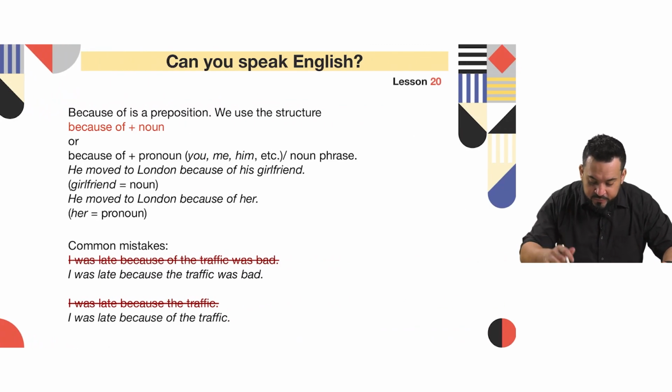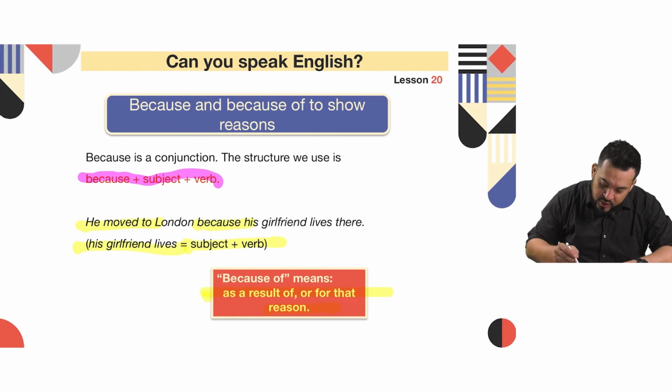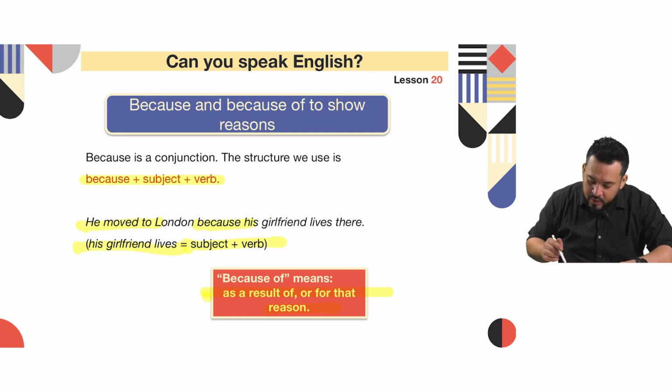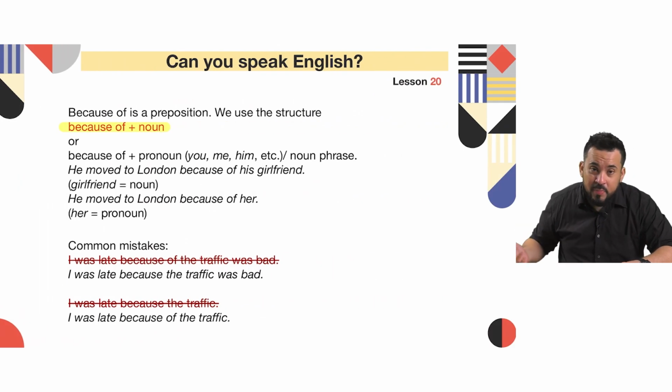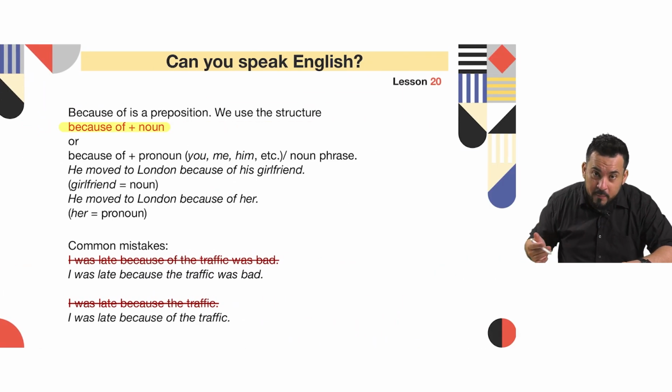All right, let's take a look. Because of is a preposition. We use the structure of because of plus a noun. All right, so notice the difference. Here we use because plus subject plus verb. Here, because of plus noun. Because plus subject plus verb, because of plus noun.